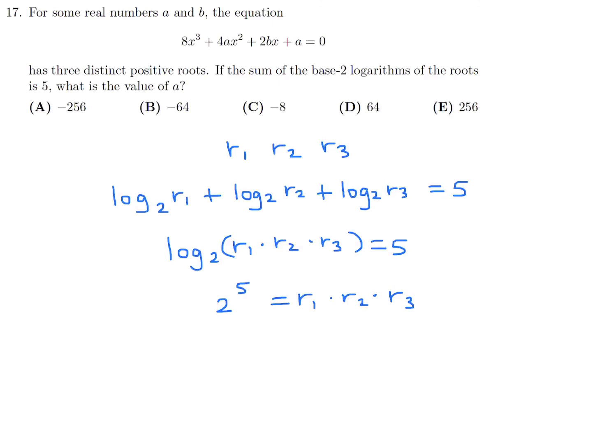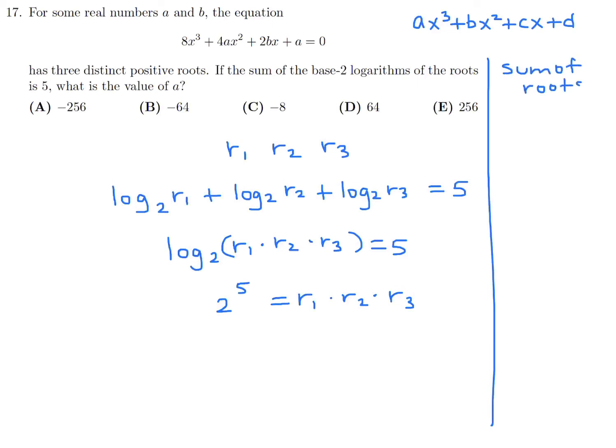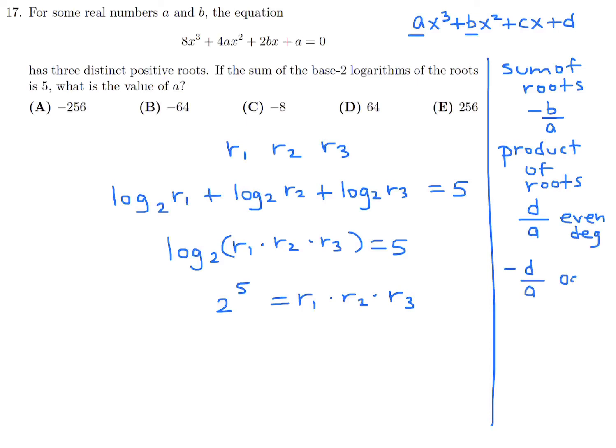Now, where do we go from here? So far, we're doing great, but it seems like we're kind of stuck, right? Well, not really. Remember, there's a rule. If you have any polynomial of the form ax^3 + bx^2 + cx + d, the sum of the roots is minus b over a. And the product of the roots, which is what we need in this question, is d over a if it is an even degree polynomial, and minus d over a if it's an odd degree polynomial.